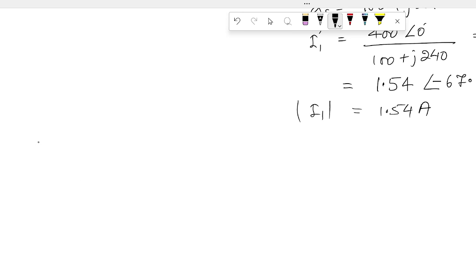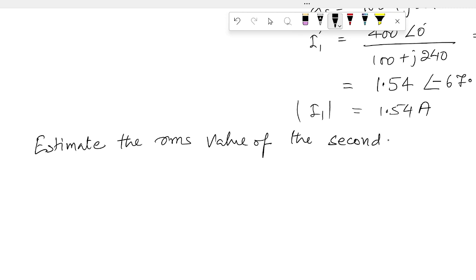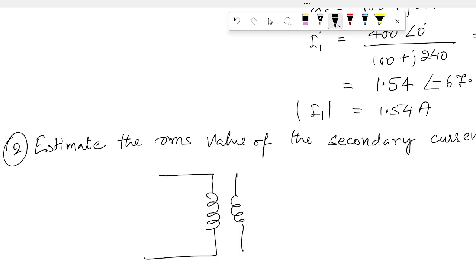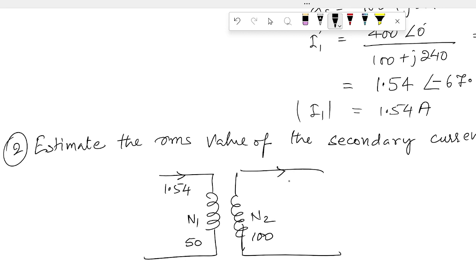Now the next part is: estimate the RMS value of the secondary current. What you need to do? We again have a transformer in between, which is ideal in nature. Here we have N1 turns equal to 50, here we have N2 turns equal to 100. Here the current flowing is 1.54. They have asked what will be the current I2.